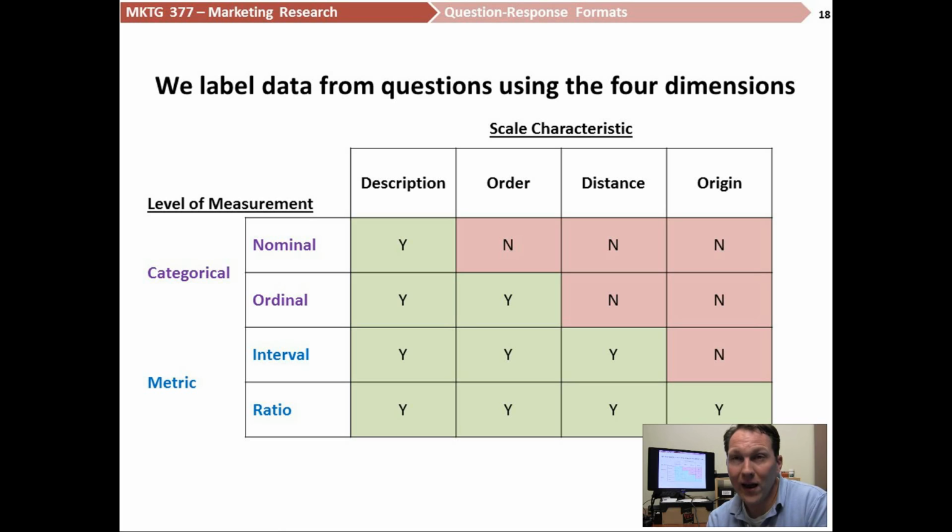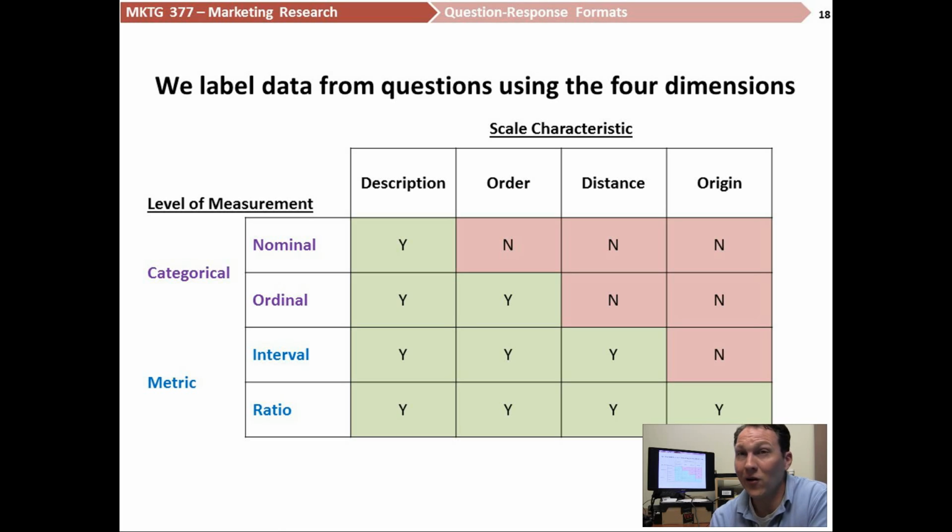Now, interval data and the next kind of data, which is interval data that has a true zero, so it's what we call ratio data. Those are both what we call metric questions or metric data. And the nice thing about metric data is that you can do a lot more with it analytically than you can with categorical data. And when we talk about analysis in a few weeks, you really get a sense for how much more you can do with metric data.